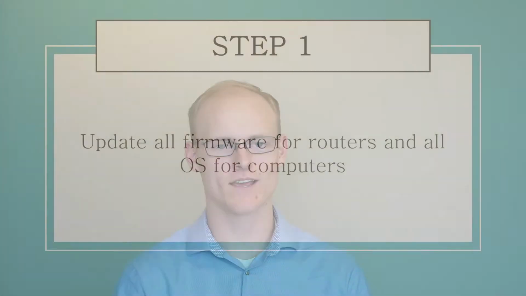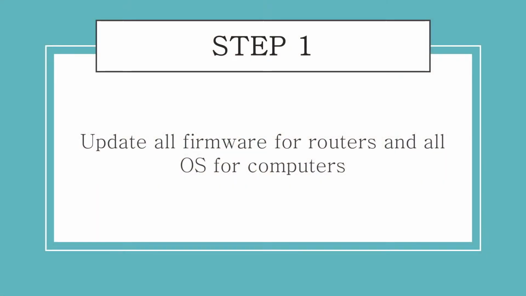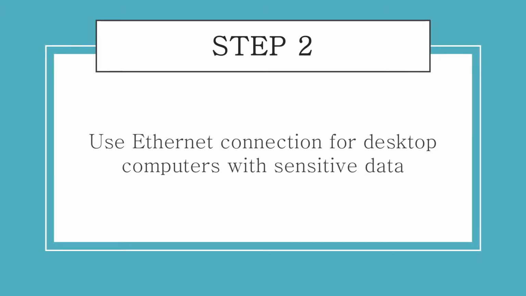For IT professionals, there are really 3 things that you need to focus on when preventing a KRACK attack. First, make sure that you update all of the firmware on your routers and all of the patch updates for your operating systems on all computers. Because this is a vulnerability that's specific to Wi-Fi, every single device has to be updated.